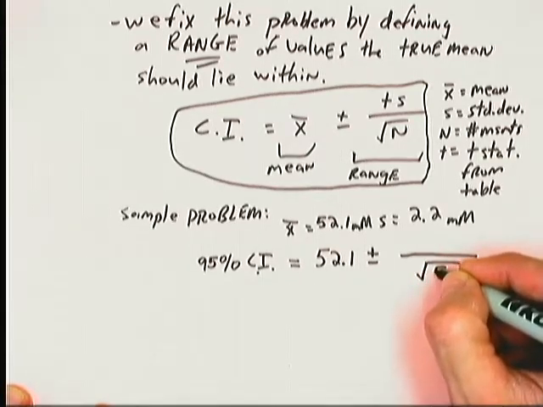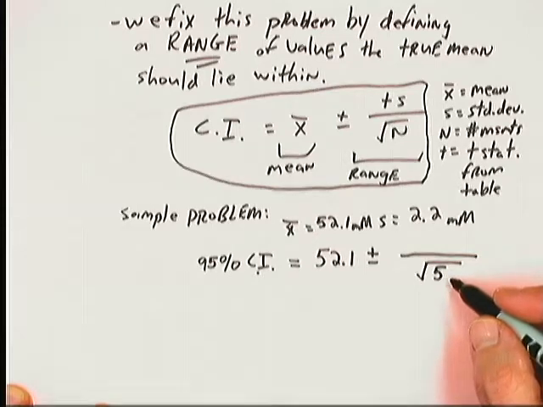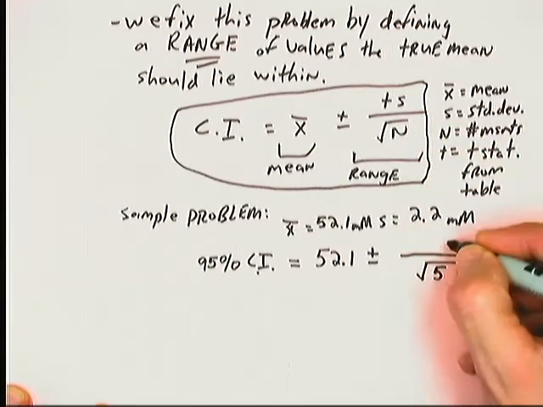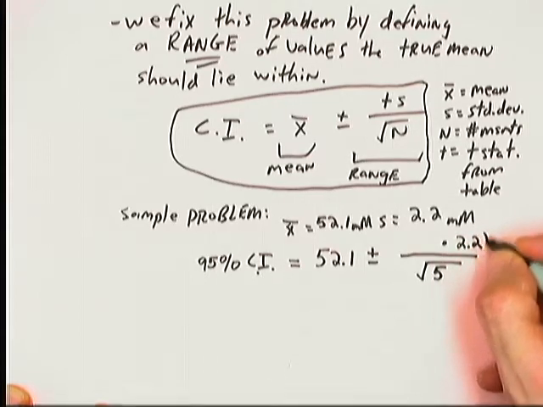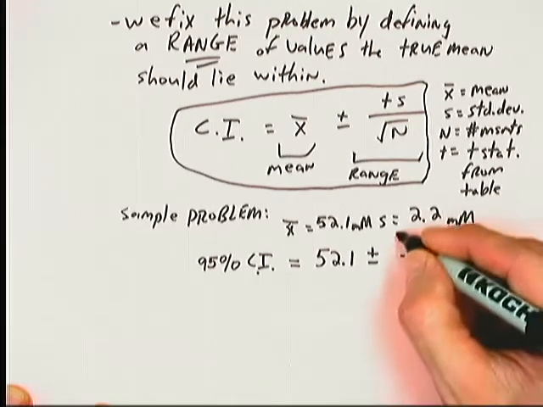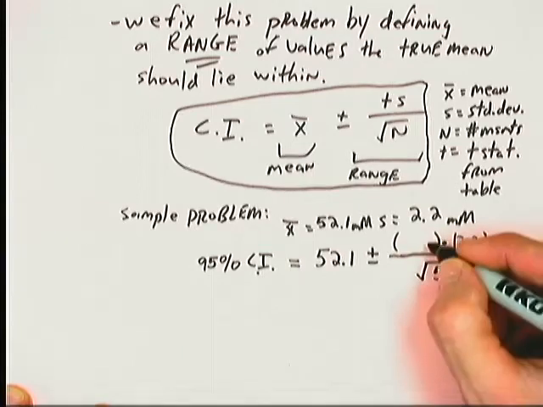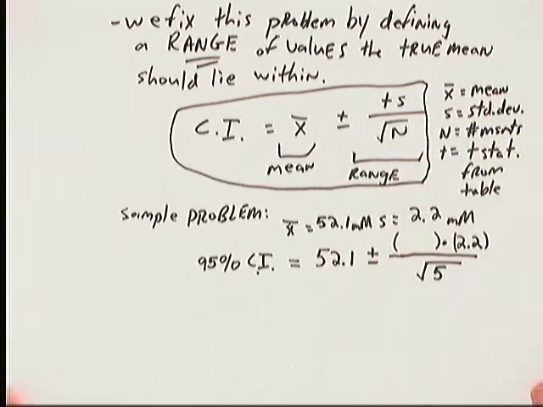Now since we had 5 replicate analyses, the square root of 5 goes in the denominator. We know our standard deviation was 2.2 millimolar, so that's going to go up top here for S. The only thing that we need to know is our t value, our t-statistic. How do we find that?